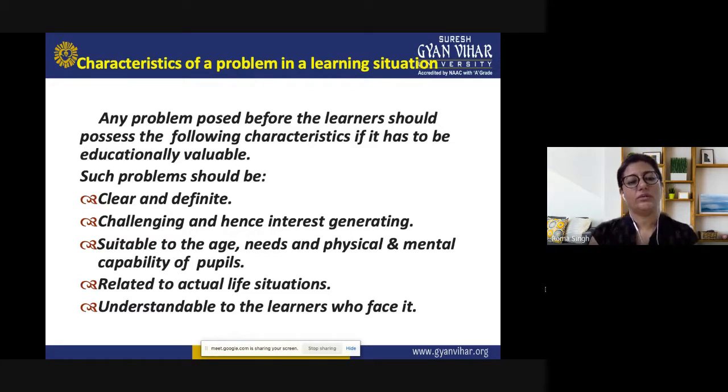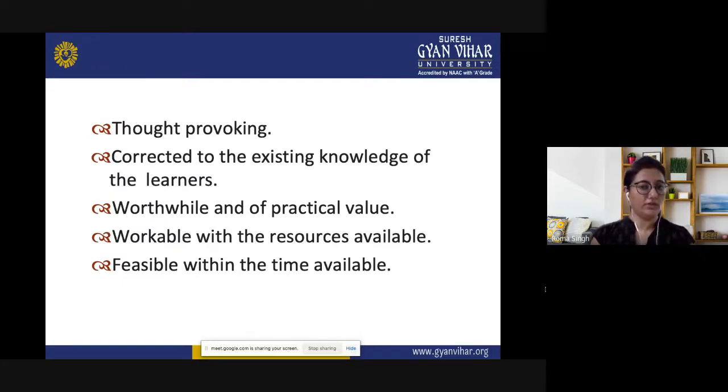Yes, the most important point is it should be suitable to the age, needs, and all the physical and mental capabilities of the students. It should also be related to actual life situations. No theoretical problems should be posed before the students. It should be based on real, actual life situations, and it should be totally understandable to the students who are going to face it. So the students know that this is a common problem which we are facing, and now we have to bring out the solution for that.